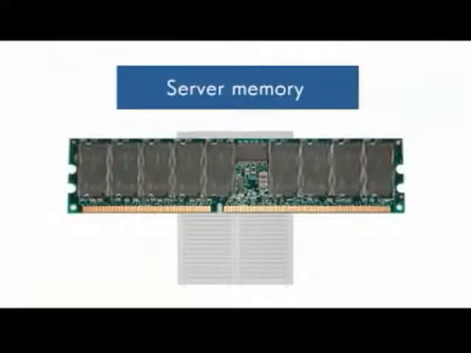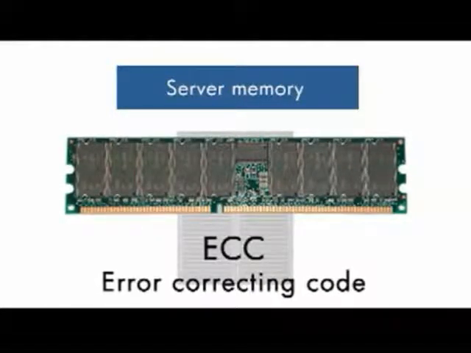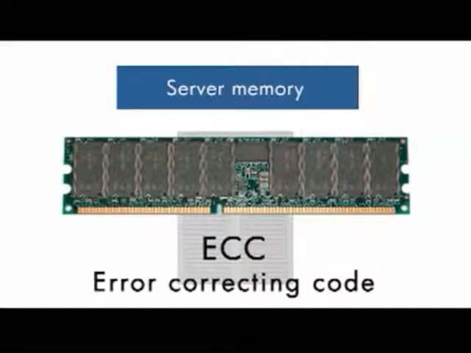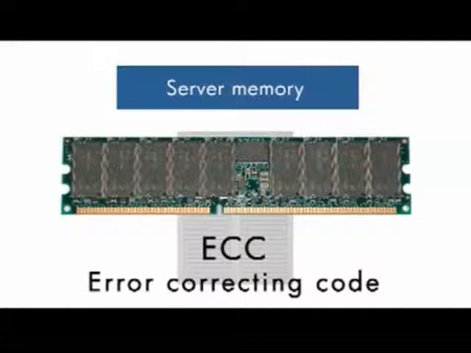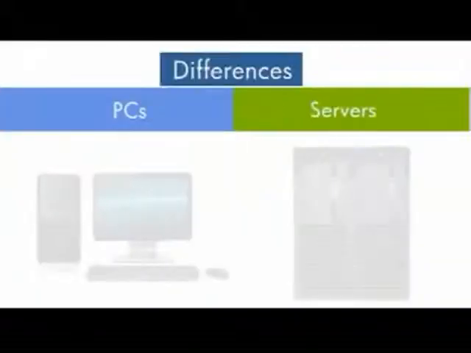Server memory is also different than personal computer memory. It's a special type of RAM called ECC, or Error Correcting Code. ECC can monitor and correct some common memory errors. In addition, servers may contain other specialized memory features that provide for high availability and protection from errors.